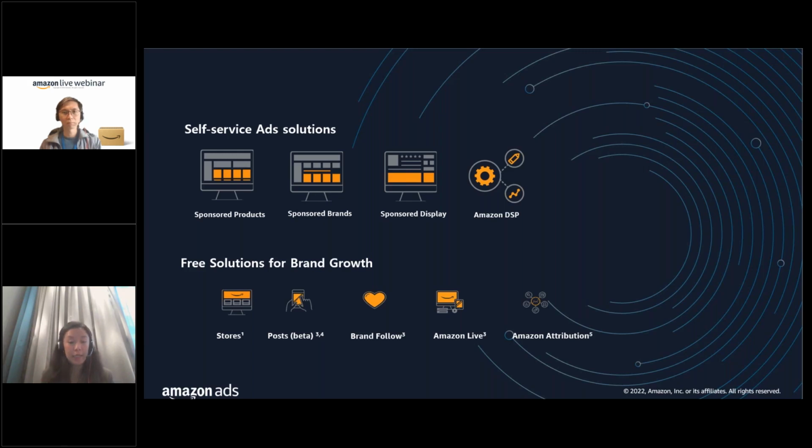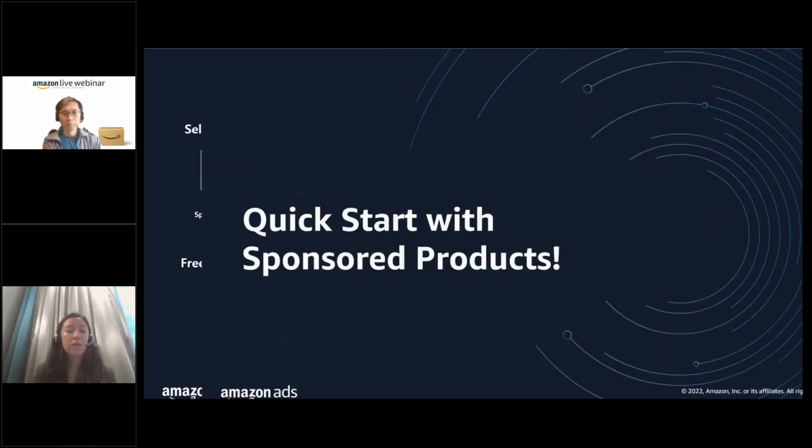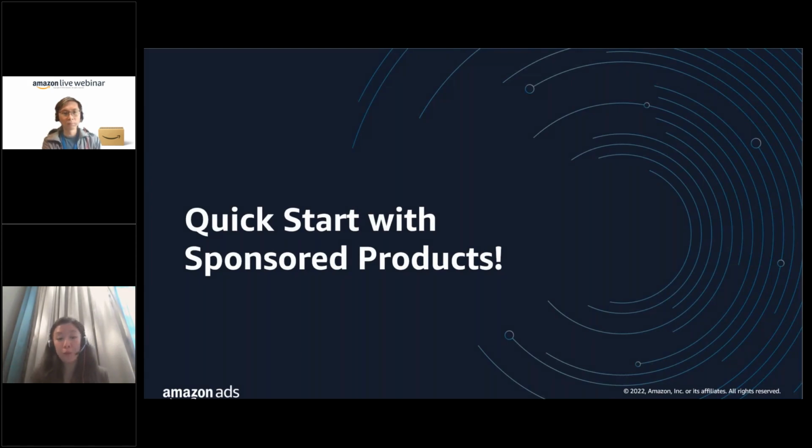But however, as a seller, you can also take advantage of any kind of free solutions for your brand, such as stores. As I mentioned, please try stores, and you can also consider trying posts as well as Amazon attribution for your brands. So we'll get quickly started with just sponsored products today. I'll take you on a quick run through in terms of how to set up your very first campaign.